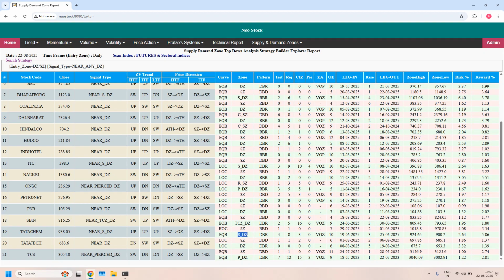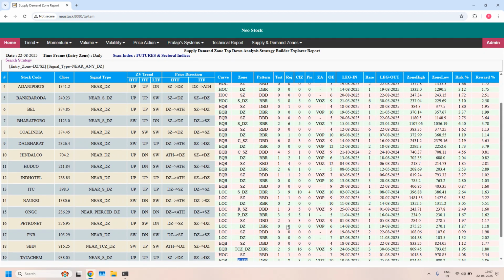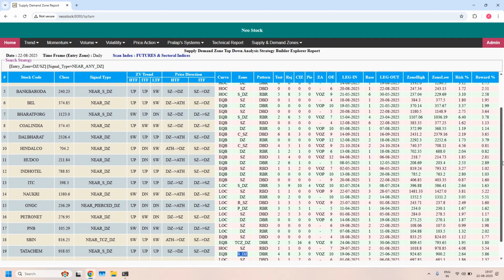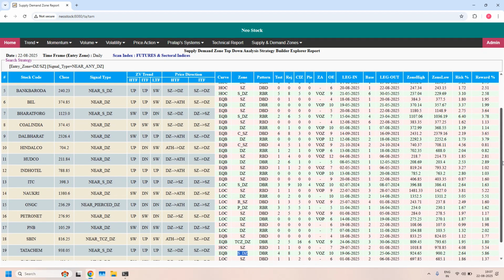Next one is Tata Chemical. So we have identified 3 daily high liquidity demand zones from this list. Total 3 daily high liquidity demand zones we identified.